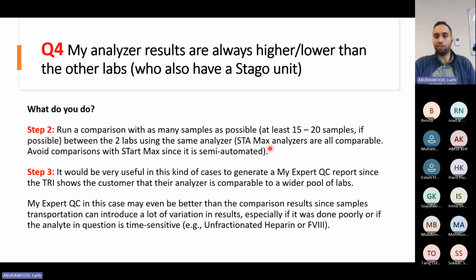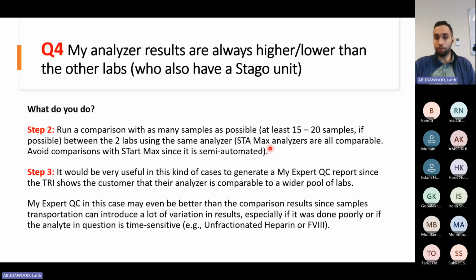At the end of the day, the patient doesn't care about our opinion. The patient and the clinician care about an accurate result. And this is the point. Now, one very important point that you have to be mindful of: I cannot compare an automated system to StartMax.